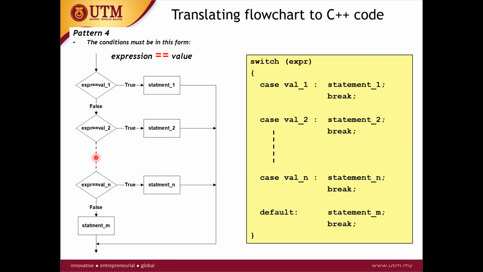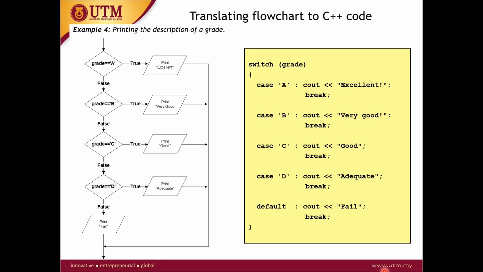Then we may have val3, val4, and we come up to expression equals val(n). If this one is true, statement n is executed. If none of them is true, what's going to happen? We come to the last condition, we say else, for all the other conditions, and statement m is going to be executed. So we are changing this false part: apart from all the other conditions, the default statement is going to be executed, such as in this example.